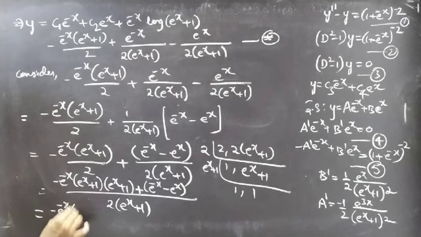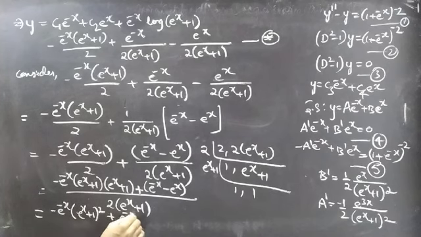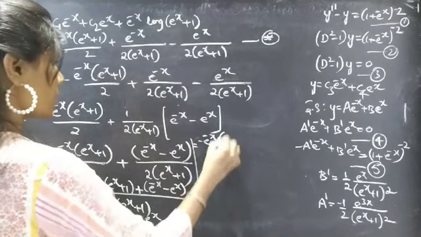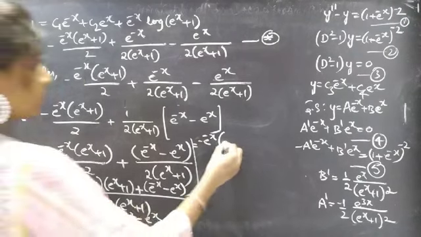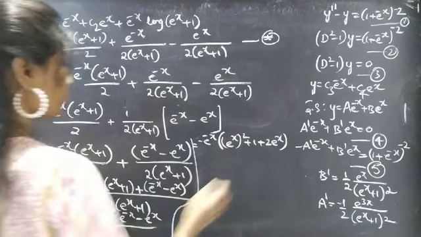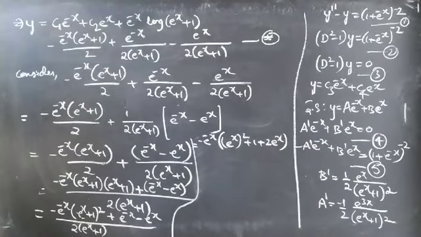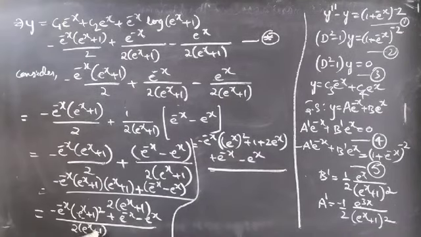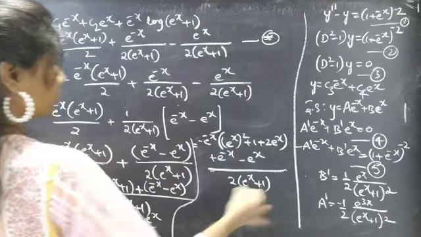This gives us -e^(-x) into (e^x + 1) into (e^x + 1), which is (e^x + 1) whole square, right? Plus (e^(-x) - e^x) by 2 times (e^x + 1). This gives us -e^(-x) of (e^x + 1) whole square, which is (e^x) whole square + 1 + 2 into e^x, right? Plus (e^(-x) - e^x) by 2 times (e^x + 1), right?